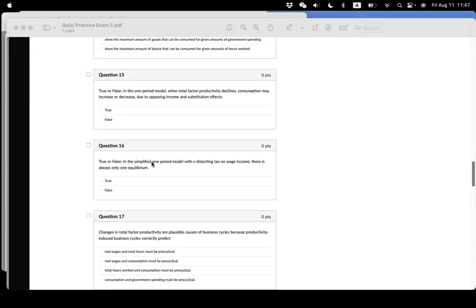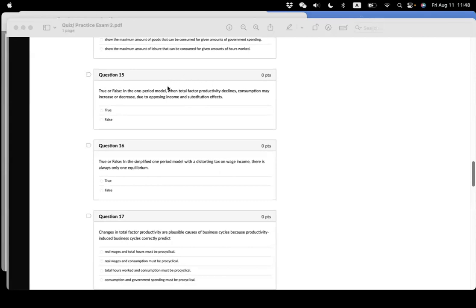In the one period model, when TFP declines, consumption may increase or decrease due to opposing income and substitution effects. So the answer is false, right? But first, let's understand the income effect and substitution effect of TFP decline. With TFP decline, the income effect is that you're going to produce less, your income is going to decline. So hence, consumption is going to decline, right? But what's the substitution effect?